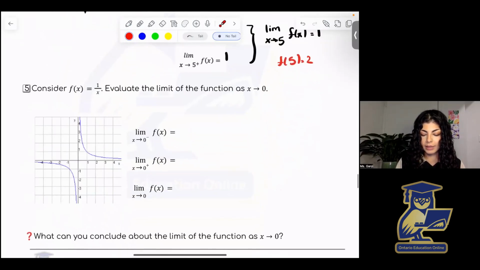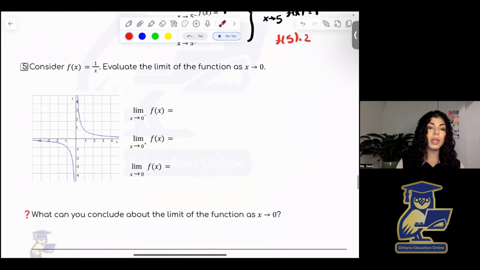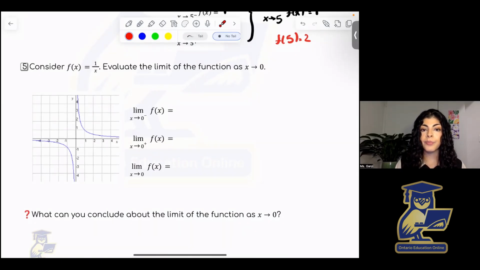Now, looking at our last example for today, we are given the function f of x, which is 1 over x. And we're asked to find the limit of the function as x is approaching 0.